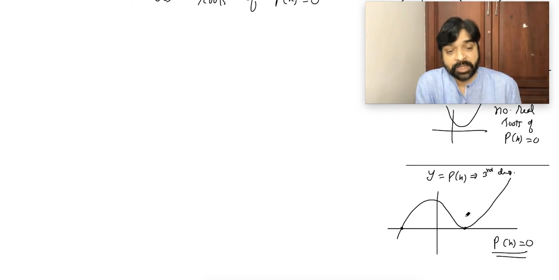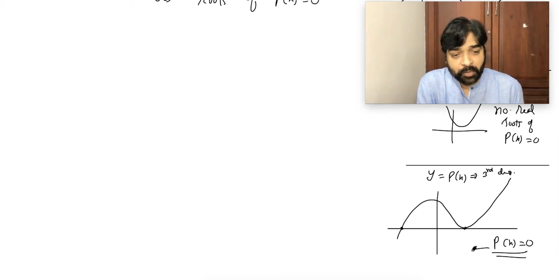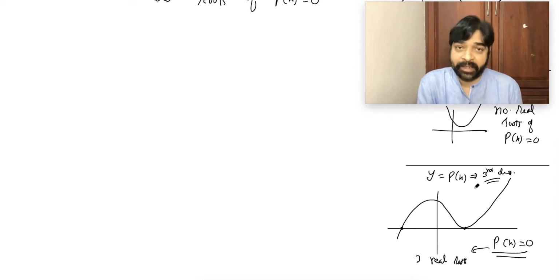This point, try to understand. p(x) equal to 0 will have 3 real roots, because that's why I gave the degree 3. I gave the degree, otherwise I cannot answer this question. I should know how many roots there are. 3 degree, so it means 3 roots are there. Whether they are real or imaginary, the graph will tell.